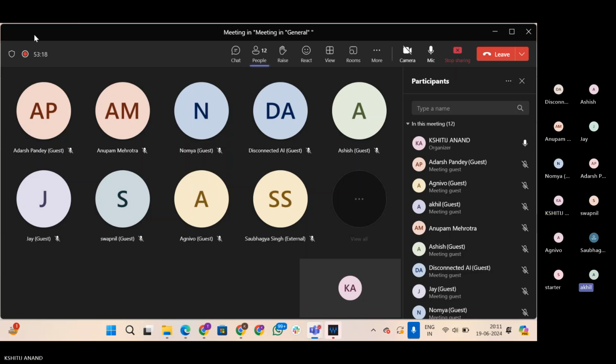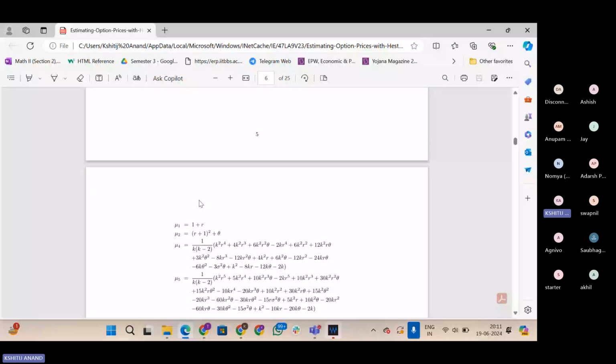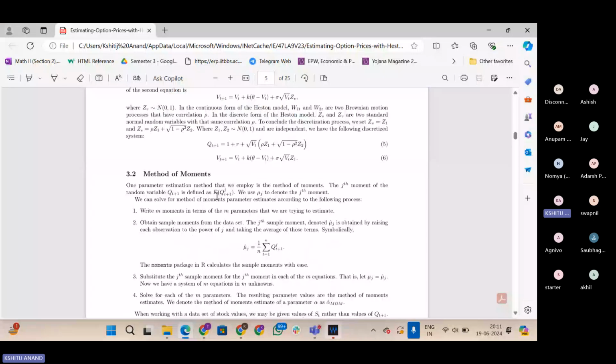Also, sir, for the document that we have to make, can you please share any reference material, like what type of document we have to make? See, the research paper that we are trying to use, this is the same type of document that you have to make, but you don't have to make it in so much detail.